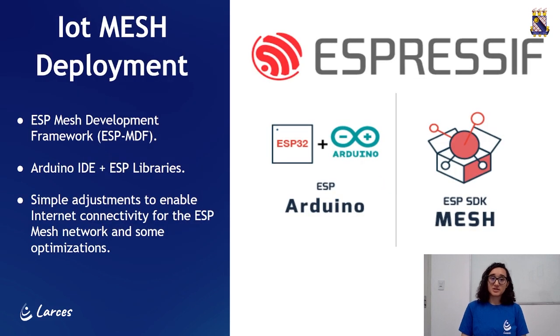For our IoT mesh deployment, to further explain our solution, we concentrate on establishing an IoT mesh network using ESP-MDF, the Mesh Development Framework by Espressif, primarily focusing on routing functionalities. We chose to use version 4.4.3 of ESP-MDF as it is compatible and stable with our testing devices. Additionally, we use the Arduino IDE and libraries with some adjustments to enable network connectivity so that the mesh network can transmit data beyond the internal network boundaries.